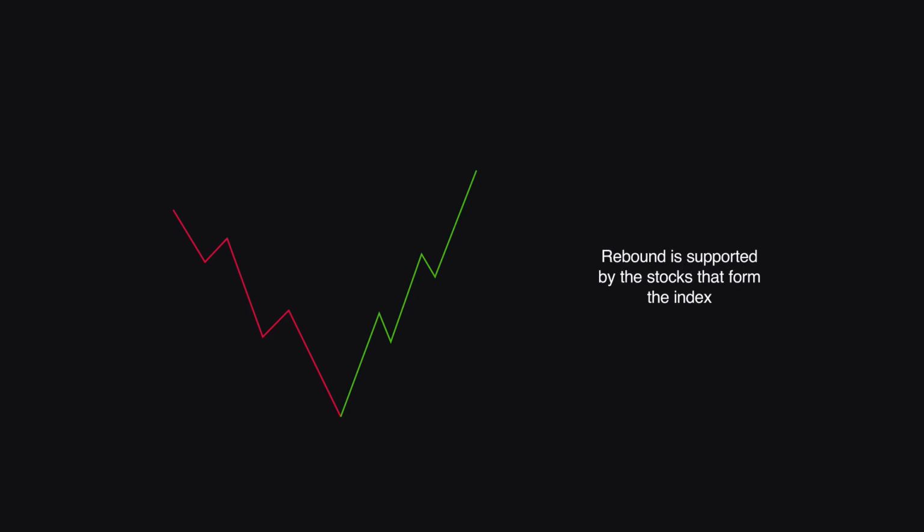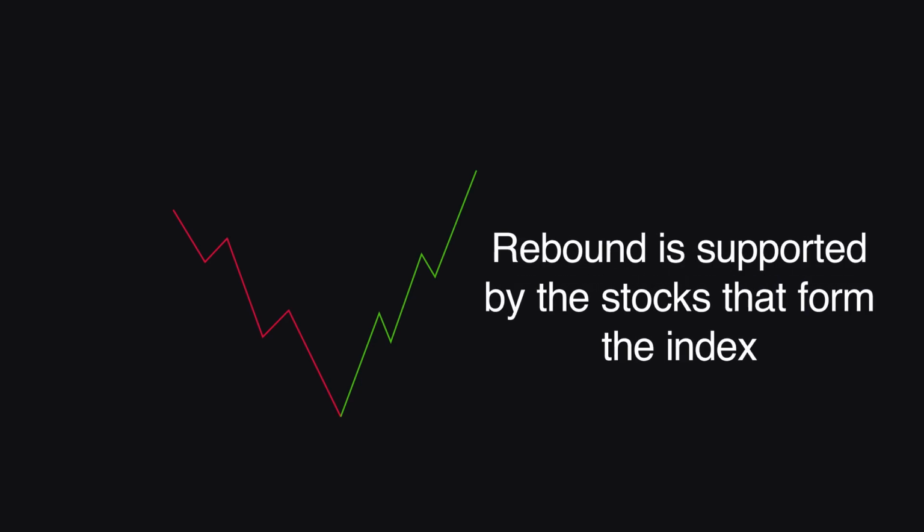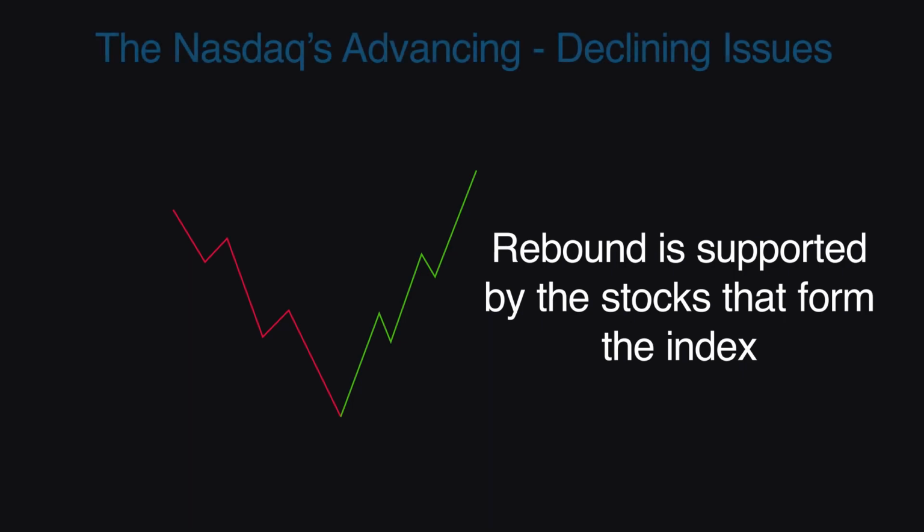You see, when the index is staging an intraday recovery after the morning sell-off, we want to make sure that the rebound is supported by the stocks that form this index. In other words, we want to make sure that the breadth supports the underlying price action. And which indicator can help us with this assessment? The Nasdaq's advancing minus declining issues indicator is the one that can accomplish this task.